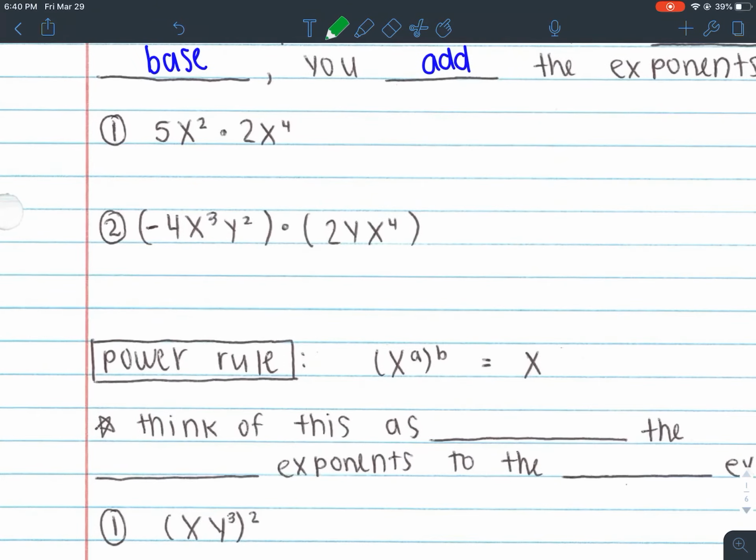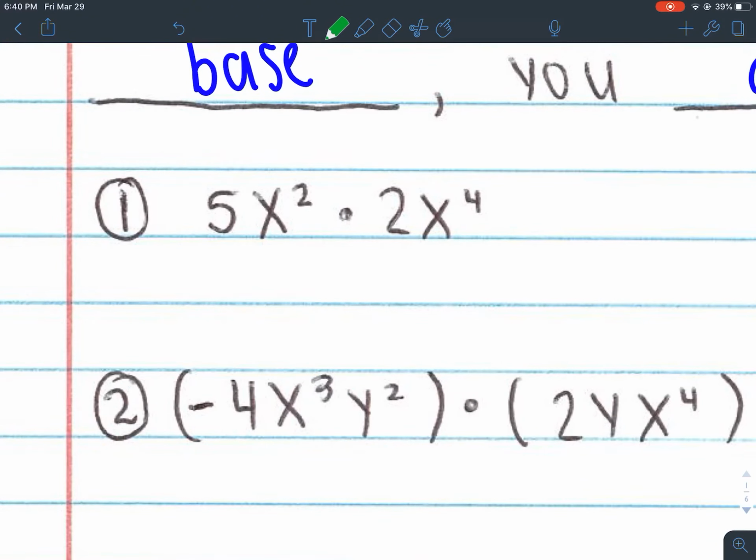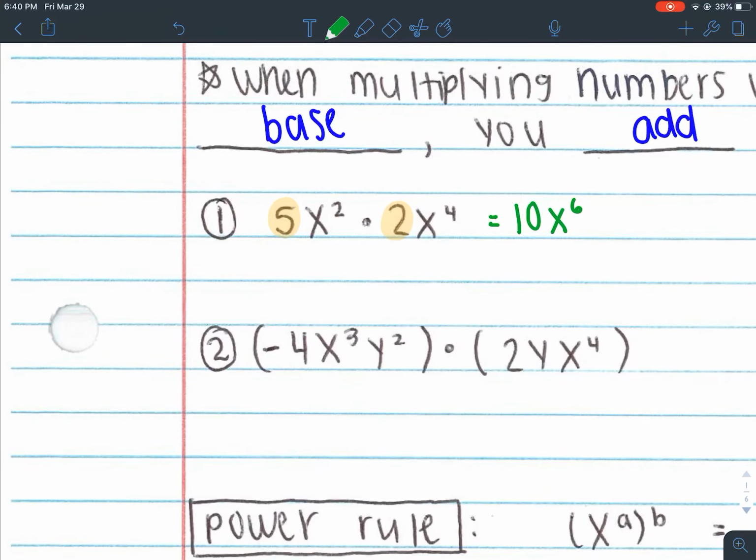Okay? Now let's do number 1 together. So you always want to, it's kind of like combining like terms. You want to multiply your like terms. So I know that my 5 and my 2 can multiply. That gives me a 10. And then x squared times x to the 4th is 6 x's that are being multiplied together. So I have x to the 6th.